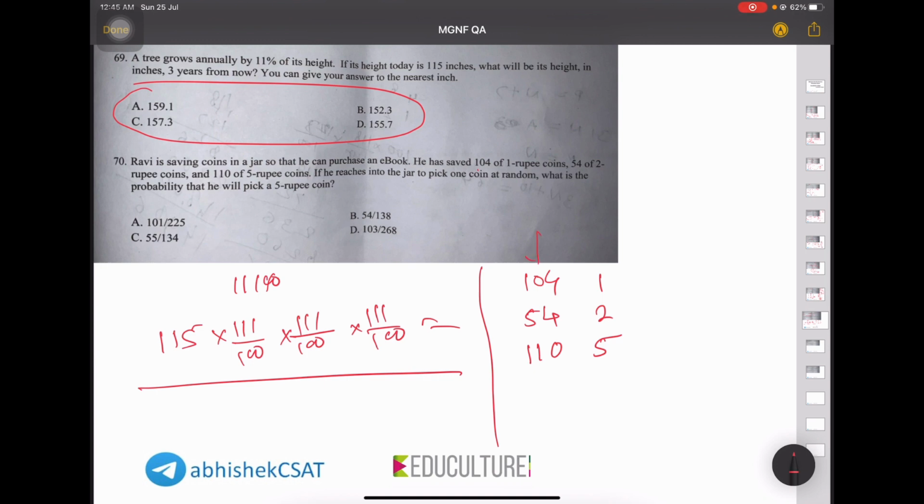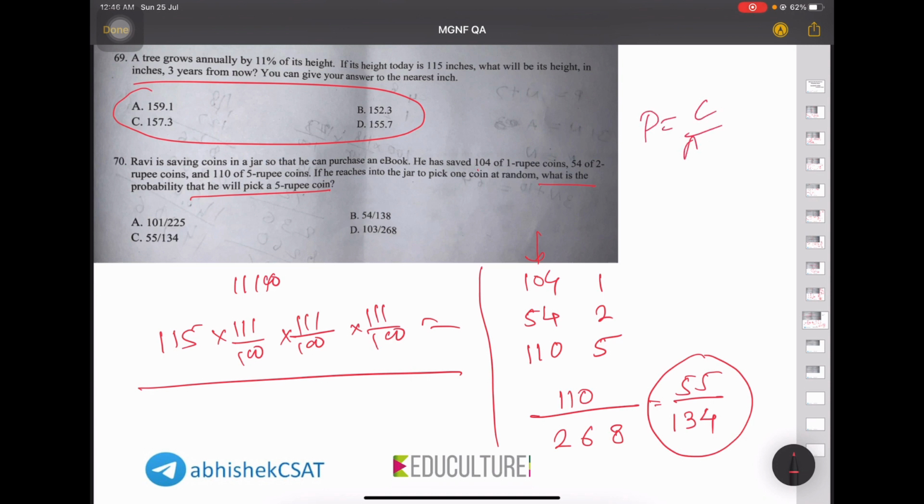So these are the number of coins. What is the probability that he will pick a 5 rupee coin? 110 are the 5 rupee coins, and the total coins are 104, 54 and 110, that is 268. Probability is what? Condition upon no condition. Condition is to pick a 5 rupee coin, that is 110. No condition is to pick any coin, that is the total coins, 268. So 110 divided by 268 is our answer.